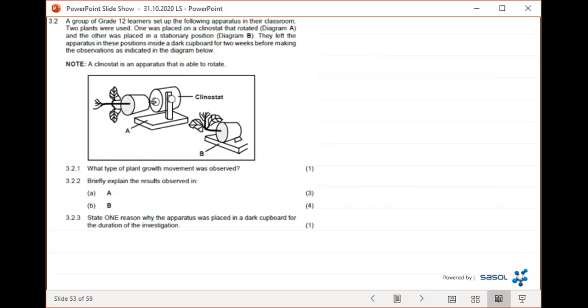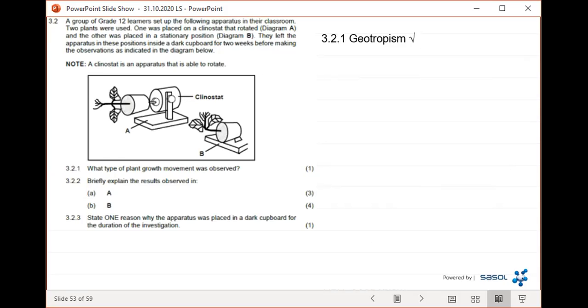Okay, then question 3.2.1. What type of plant growth movement was observed? Question 3.2.2, briefly explain the results observed in A and B. In question 3.2.3, state one reason why the apparatus was placed in a dark cupboard for the duration of the investigation. Right, let's start off with question 3.2.1. What type of plant growth movement was observed? And that would be tropism, right? And then question 3.2.2, briefly explain the results observed in A as well as B.